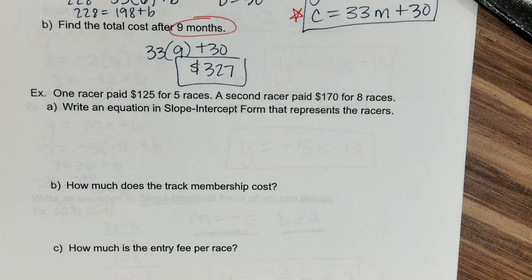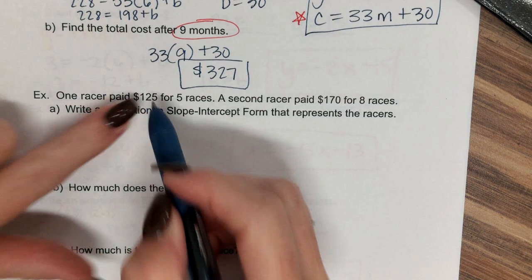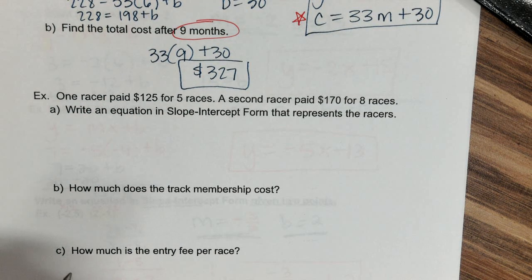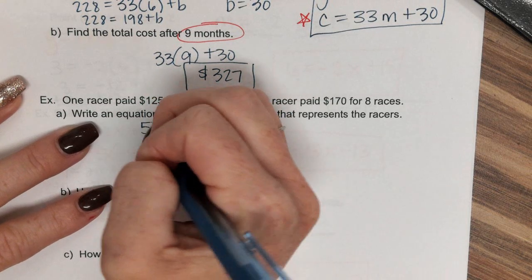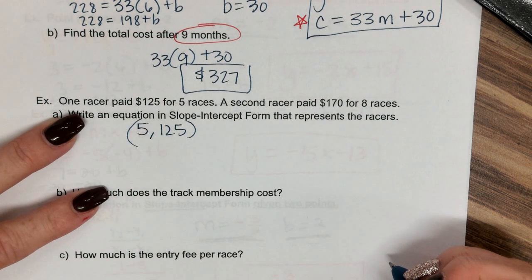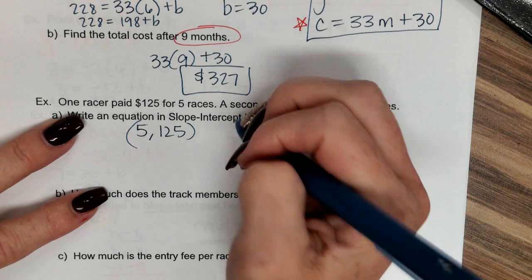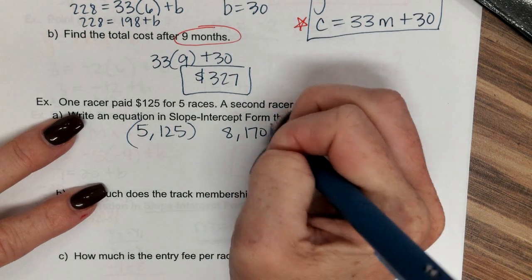One racer paid $125 for 5 races. A second racer paid $170 for 8 races. Question, did they give you a rate? They gave you the M? Did they give you the B, the one-time fee? What did they give you? 2 coordinates. Okay, so write them as coordinates. Which one has to be the Y? Money's always Y. So I have 5, comma, 125. And then I have 8, comma, 170.